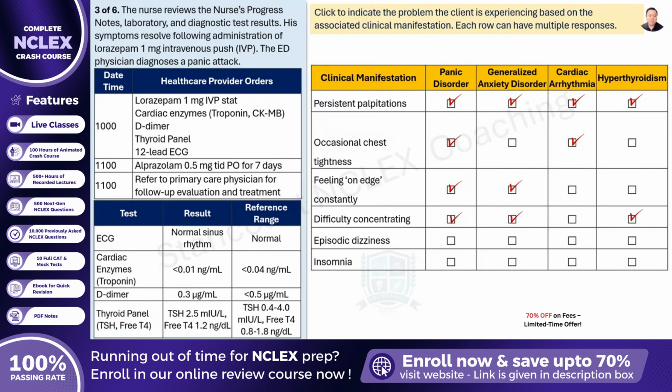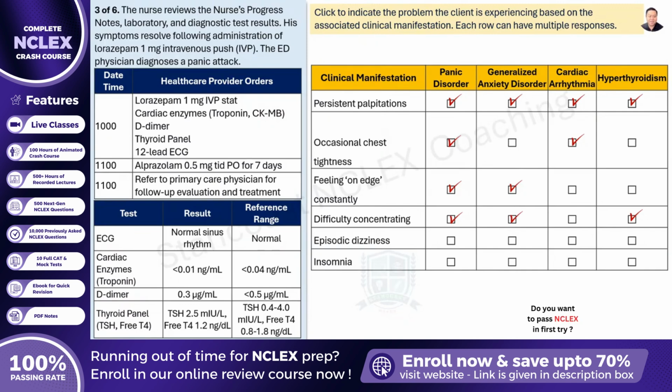However, difficulty concentrating is not really associated with cardiac arrhythmia. Even though arrhythmia can impact blood flow and lead to dizziness and fainting, it doesn't cause mental fog unless there is severe cerebral hypoperfusion, which is not the case here. All right, let's move on to the next category, episodic dizziness.